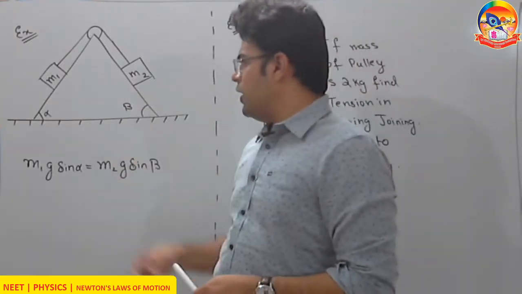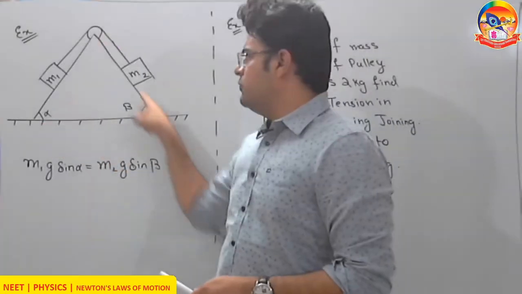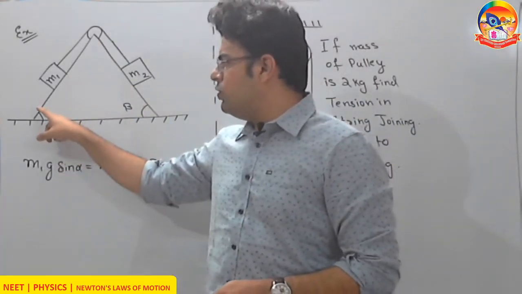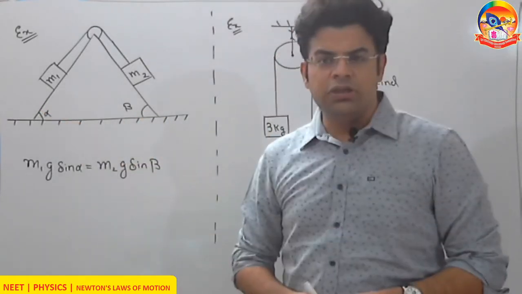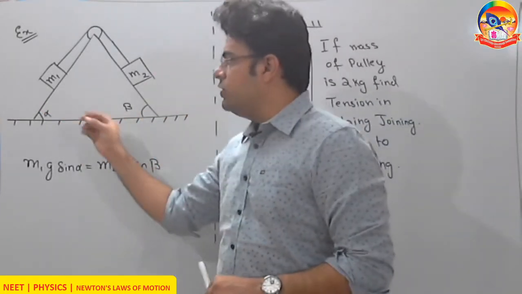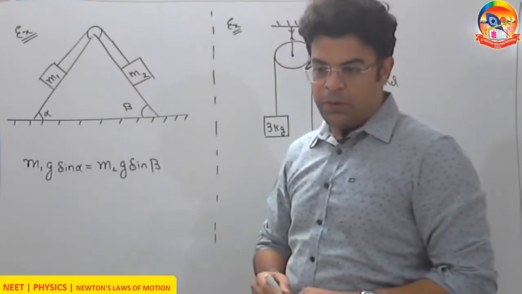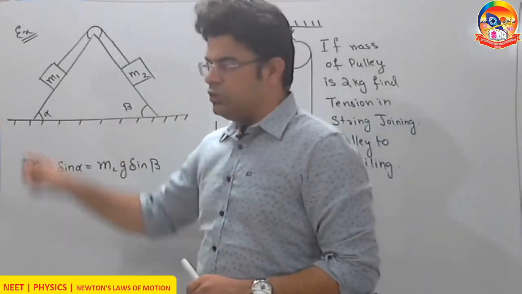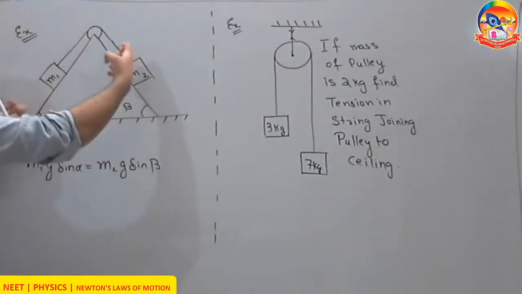The question here is that there is this ramp, there are two masses m1, m2, and the inclinations on the two sides are alpha and beta. The question is, what is the condition so that the system remains in equilibrium? For the system to remain in equilibrium, the force pulling both the sides must be equal.